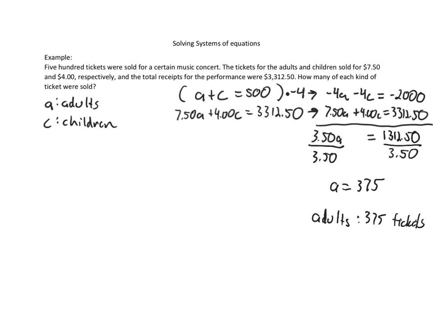So if we know how many adult tickets were sold, we can now find the number of child tickets sold, because 375 plus C should equal 500. So C equals 125. So that means the children purchased a total of 125 tickets.